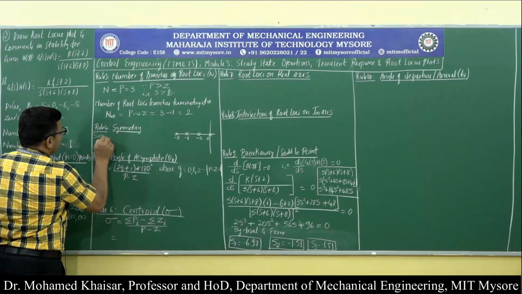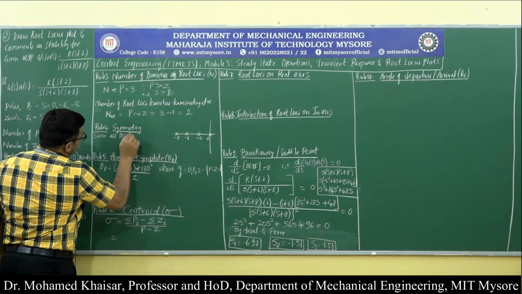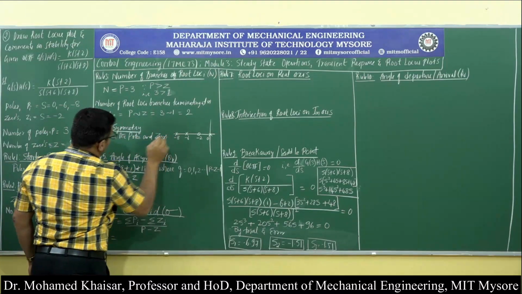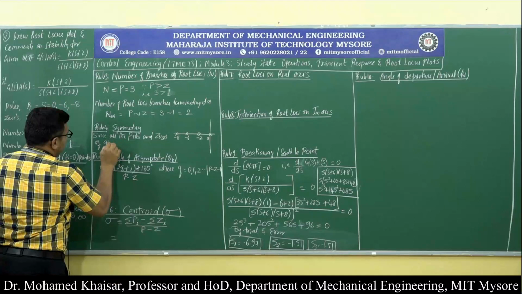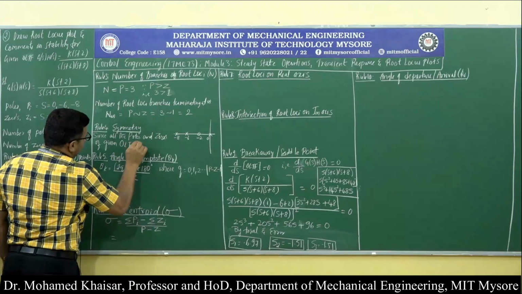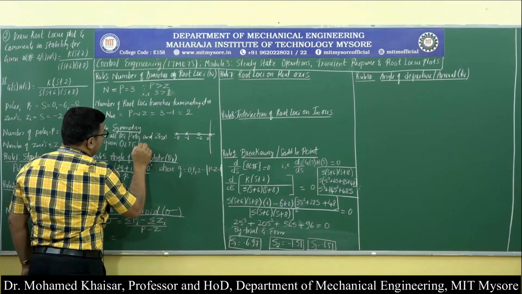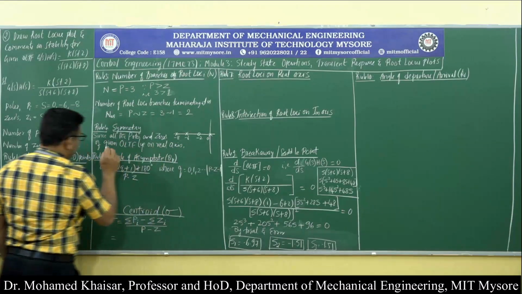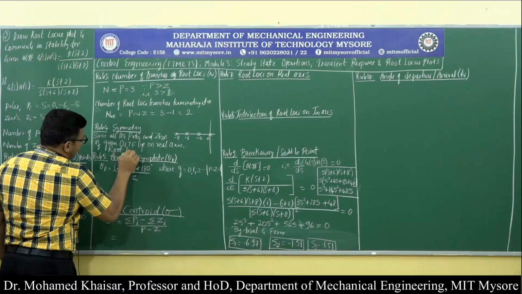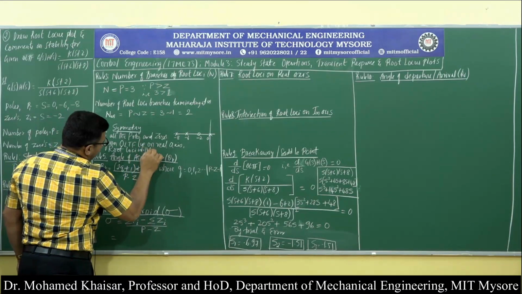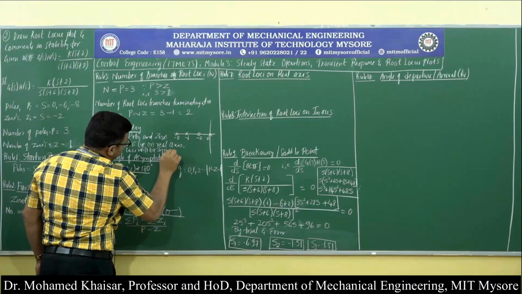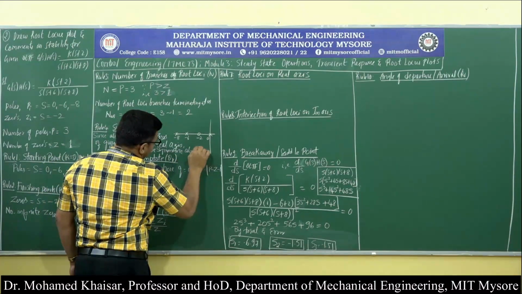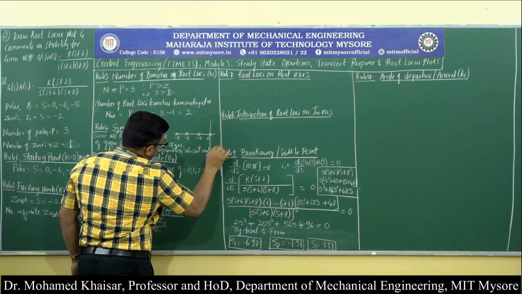So, you can write, since all the poles and zeros of the given open loop transfer function lie on a real axis, root loci will be symmetric about real axis.